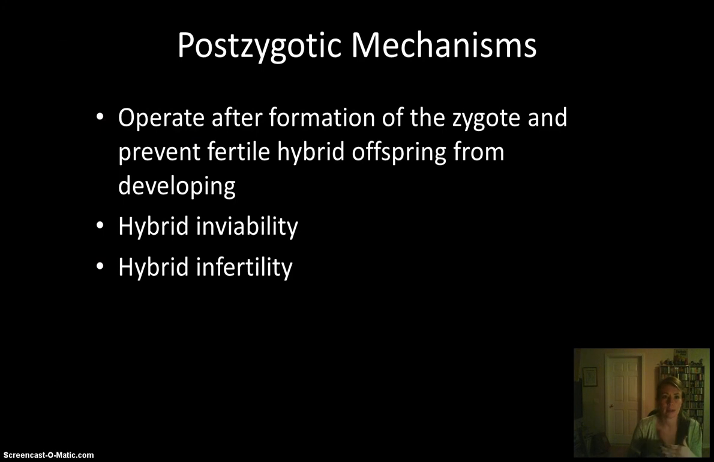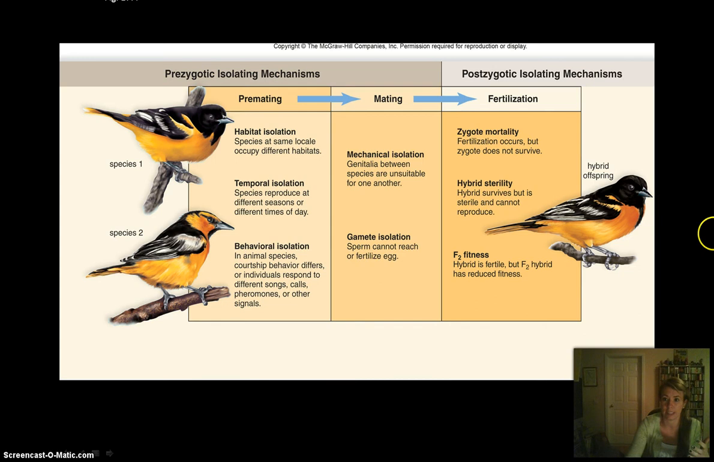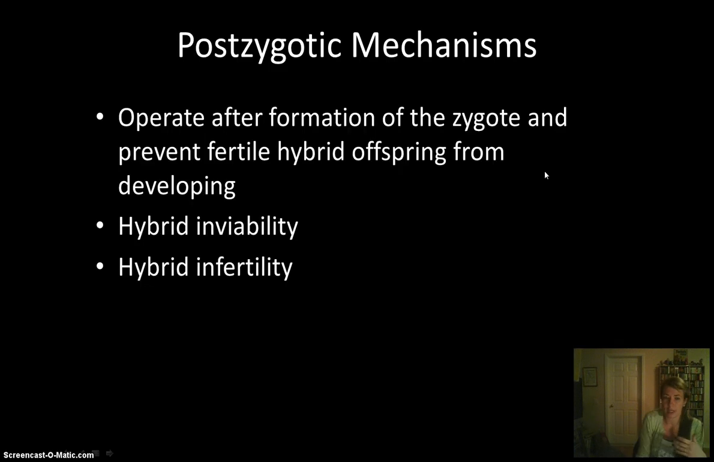And then postzygotic mechanisms happen after the zygote has formed, so the sperm and the egg have met and formed a zygote. And they prevent successful reproduction of the offspring. So this could be hybrid inviability, meaning that the offspring, the hybrid that we just made, this bird right here, either is unhealthy, so it dies early, it never gets to reproductive age, etc., or it's very healthy, it lives for a very long time, but it is incapable of reproducing.